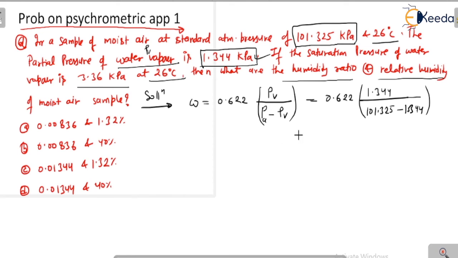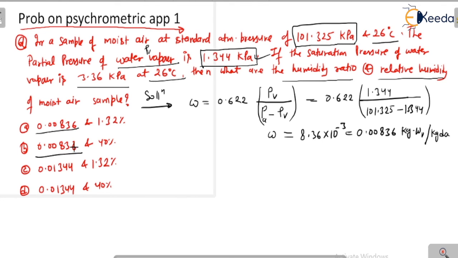After the calculation, you get your omega value, which is 8.36 into 10 to the power minus 3, or you can write it as 0.00836 kg of mass of water vapor per kg of dry air. In this way you found the specific humidity value, which is visible in two options.